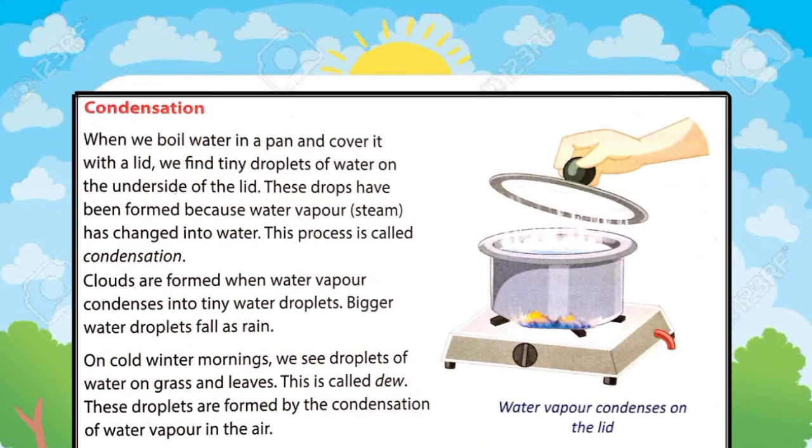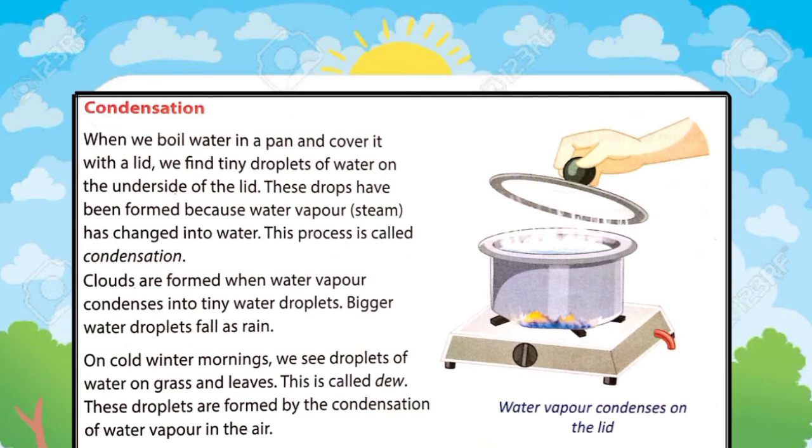Now let's understand what condensation is. When we boil water in a pan and cover it with a lid, we find tiny droplets of water on the underside of the lid, and these drops have been formed because water vapor has changed into water. This process is called condensation.